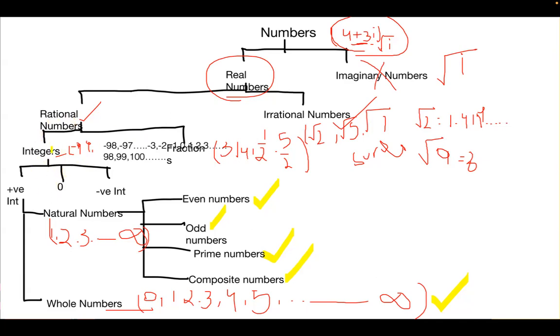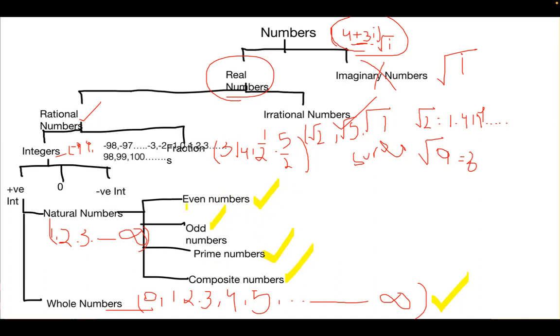These integers are further divided into positive integers, negative integers, and zero. And the positive integers are divided into even numbers, odd numbers, prime numbers, and composite numbers. And positive numbers are divided into natural numbers and whole numbers. I have given only four types, which are important from the quantitative point of view. I have also explained them in the later slides. These four are important for any competitive exam. I have given other numbers also in the other slides.